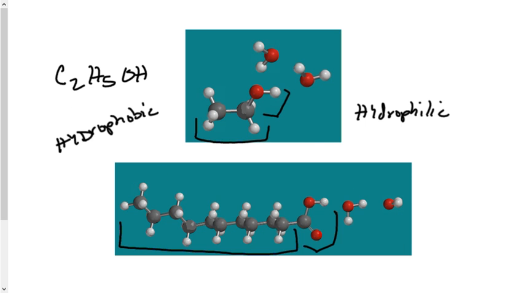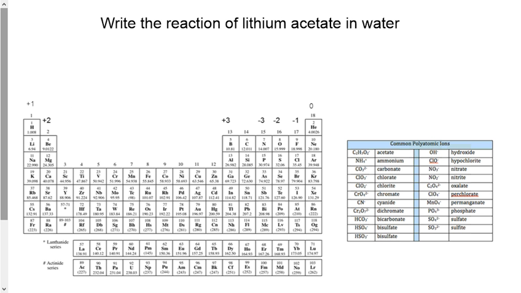The next part of the video is reactions of salts and water. We'll need to properly draw the compound out and then write its reaction in water. So here we go. Lithium acetate in water. Let's do the first one together. So lithium is in group 1, so I'll write Li. And that'll be a positive 1 because it's in group 1, plus 1 charge. Then I go to acetate in my polyatomic ion charts, the first one, C2H3O2 and minus 1.